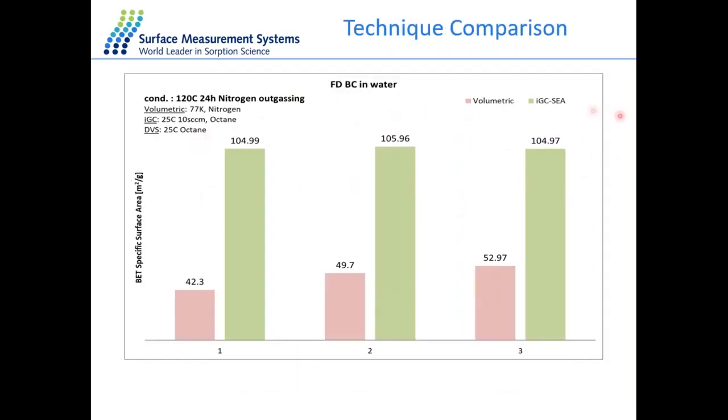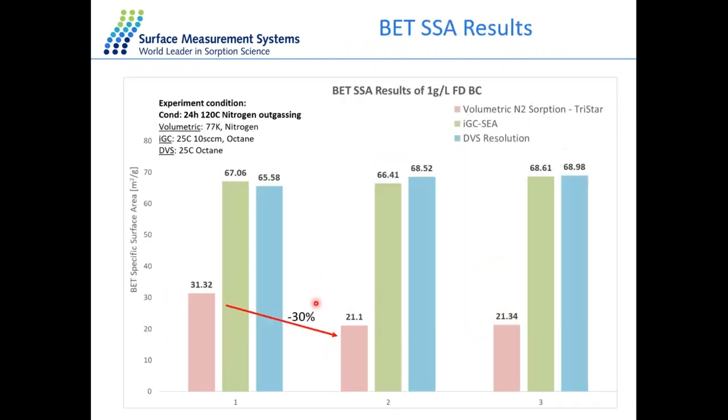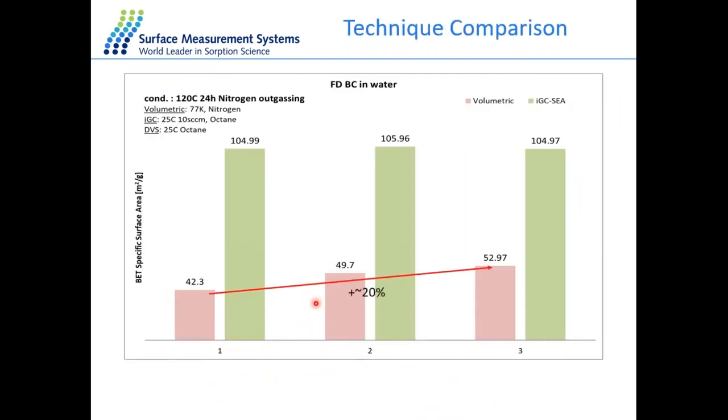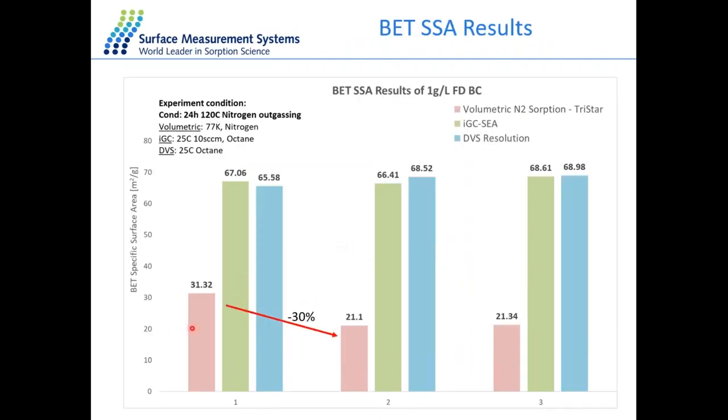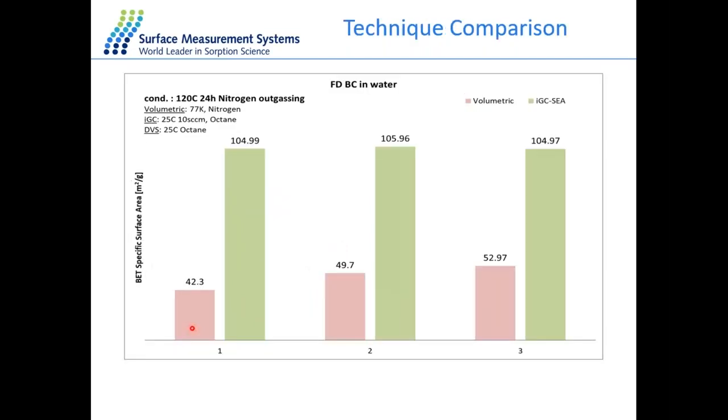We consistently get the same values, but if we run the same sample over and over again by nitrogen, we see that the results are not consistent. They're consistently lower, but they're not consistent. So we see both consistently lower values by volumetric data, and if we run the same sample over and over again, we do not get consistent results.